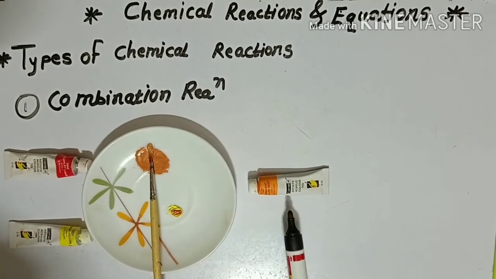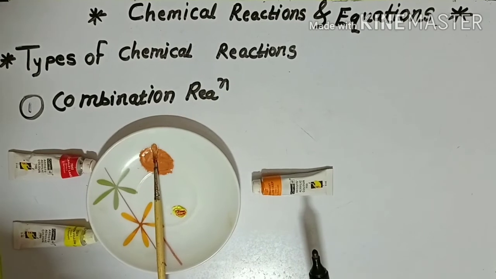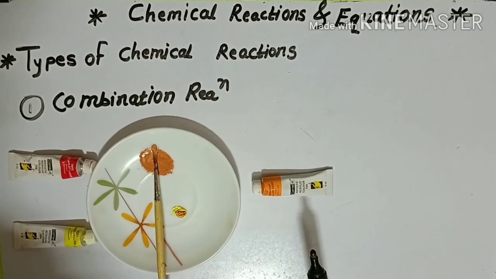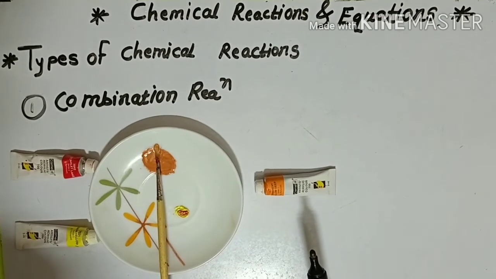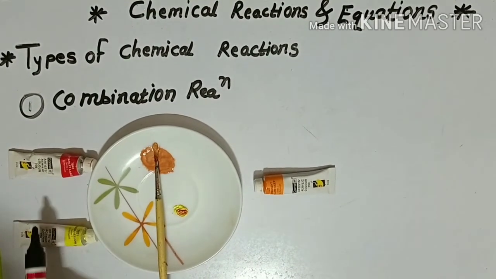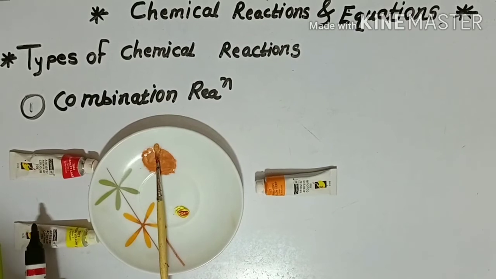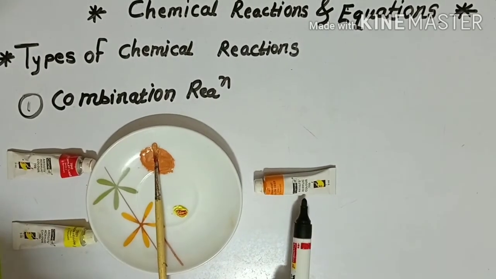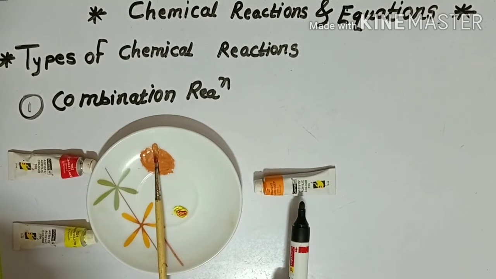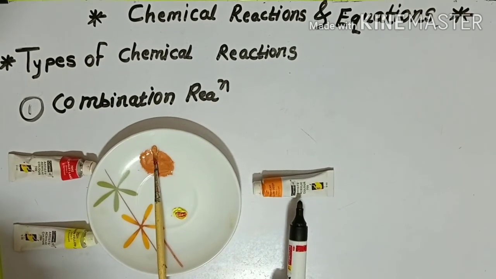This type of reaction is called a combination reaction. Definition: when two or more reactants combine in a reaction to form a single product, it is called a combination reaction.